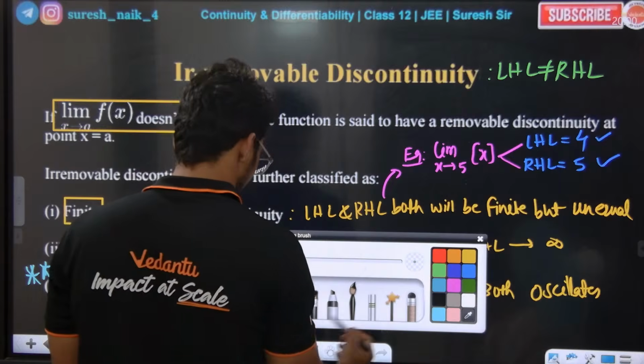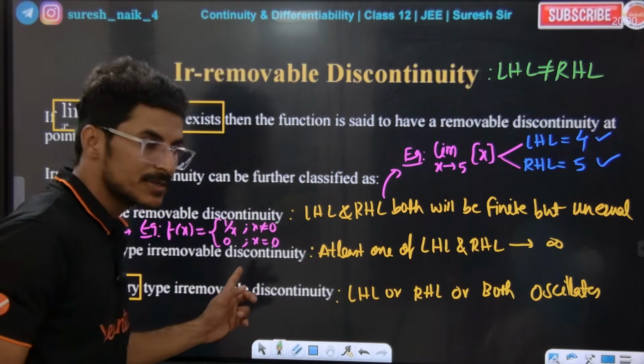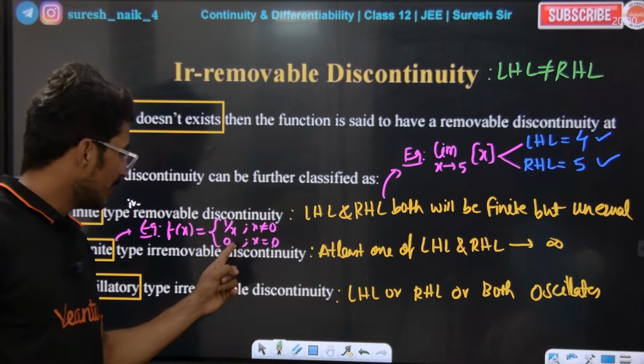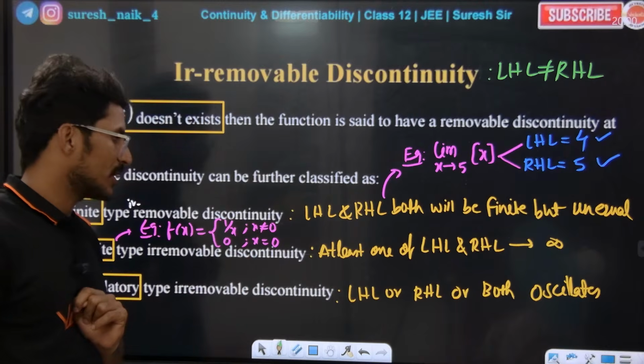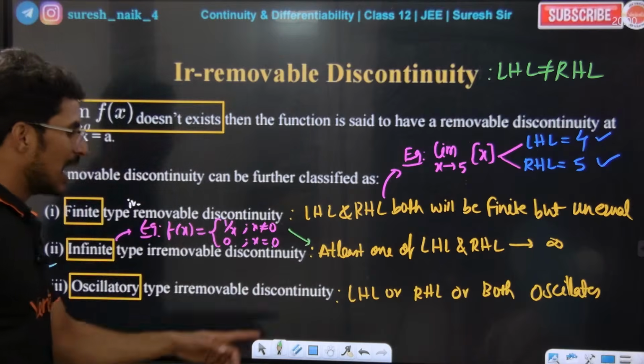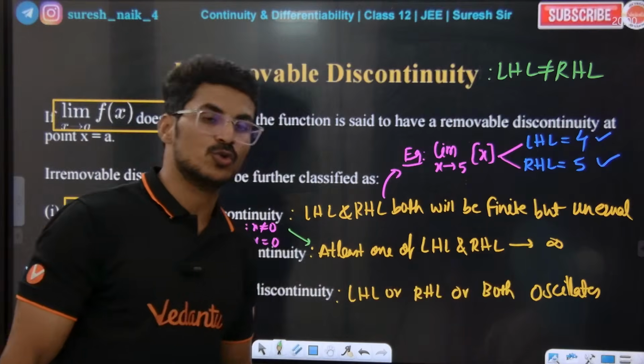Yeah, that's it. It makes sense. f(x) is equal to 1/x when x is not equal to 0. When x is equal to 0, it will be 0. Sir, what is the definition of this? At least one of LHL and RHL should go towards infinity.